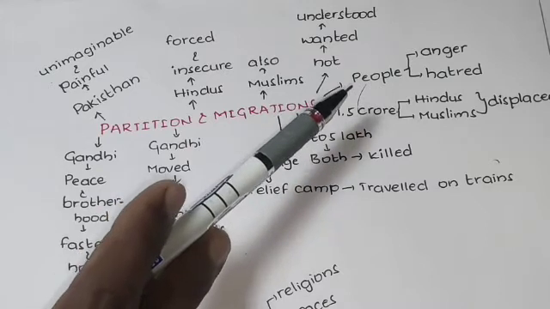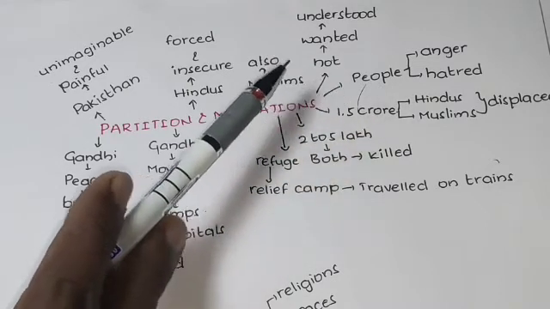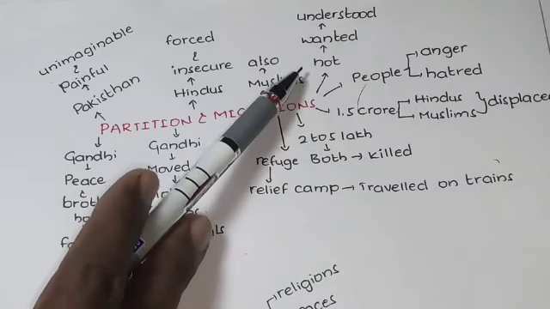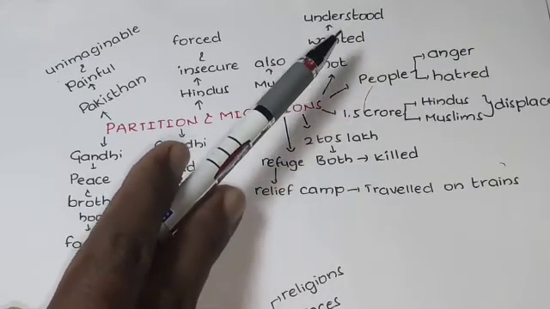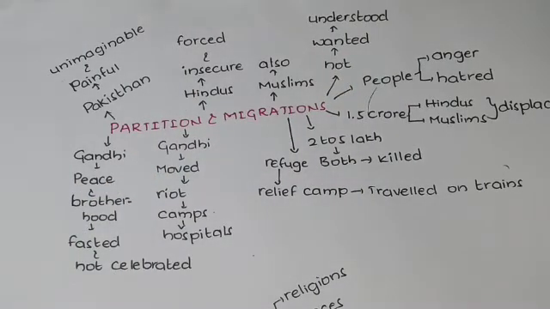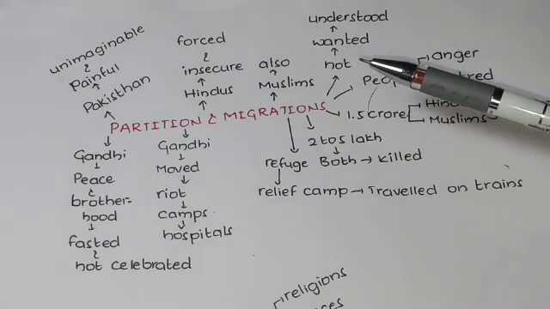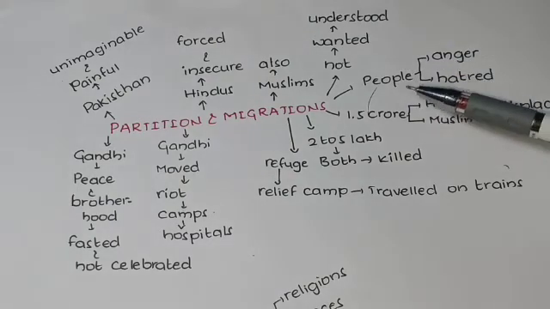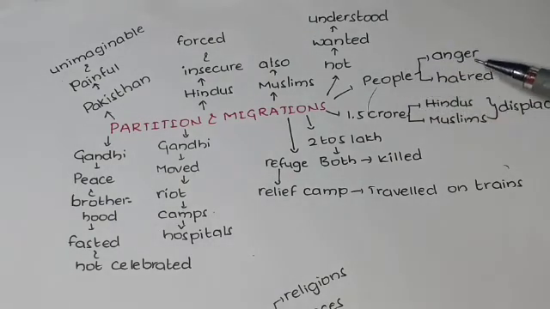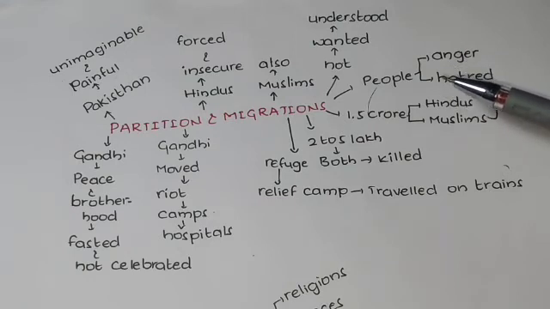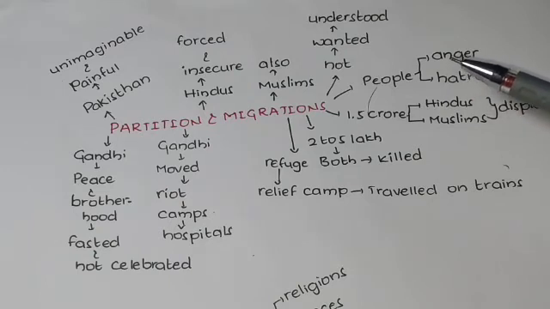Not all the people, Indian and Pakistani, wanted this. Most of the people did not understand why the country was dividing into two parts and why people were moving from one place to another. They were unable to understand why this situation had been created. The people felt great anger and hatred against each other for being forced to move out of their homes, villages and cities. This was nothing but displacement.